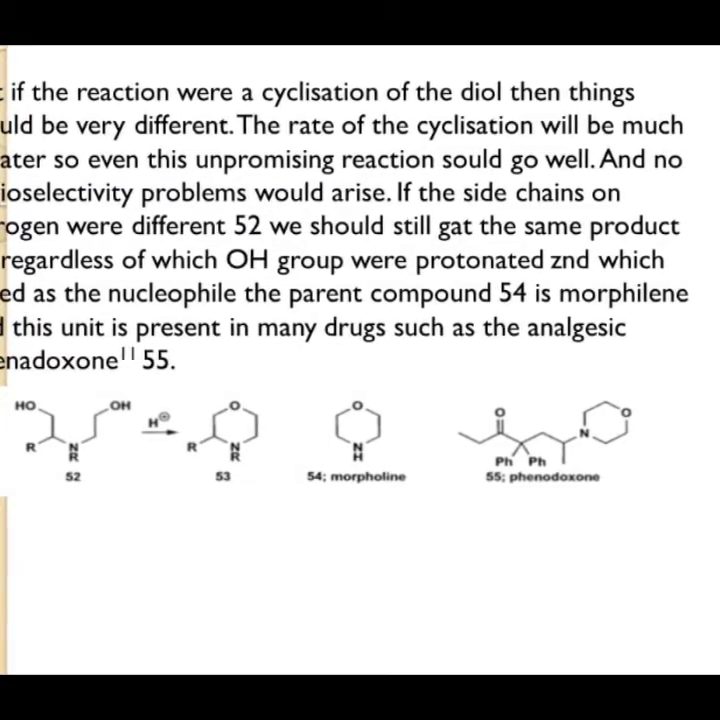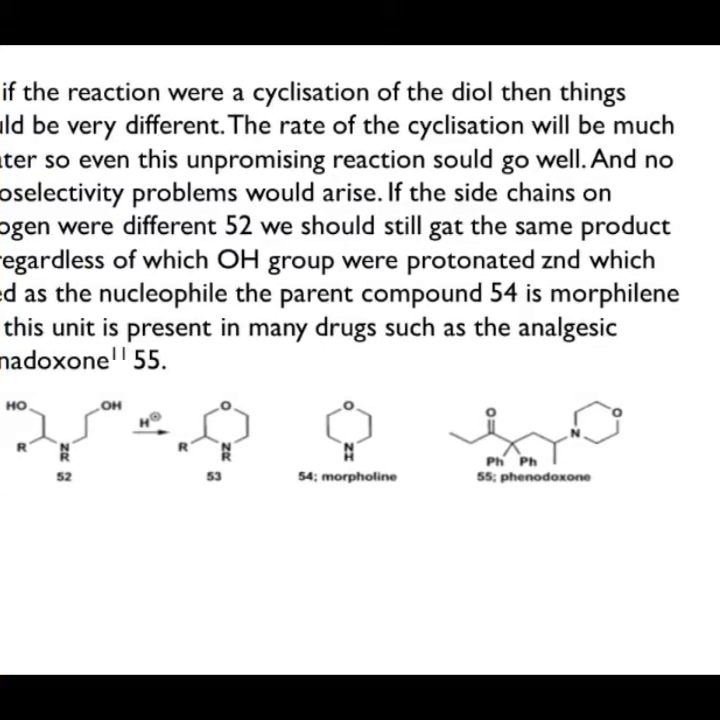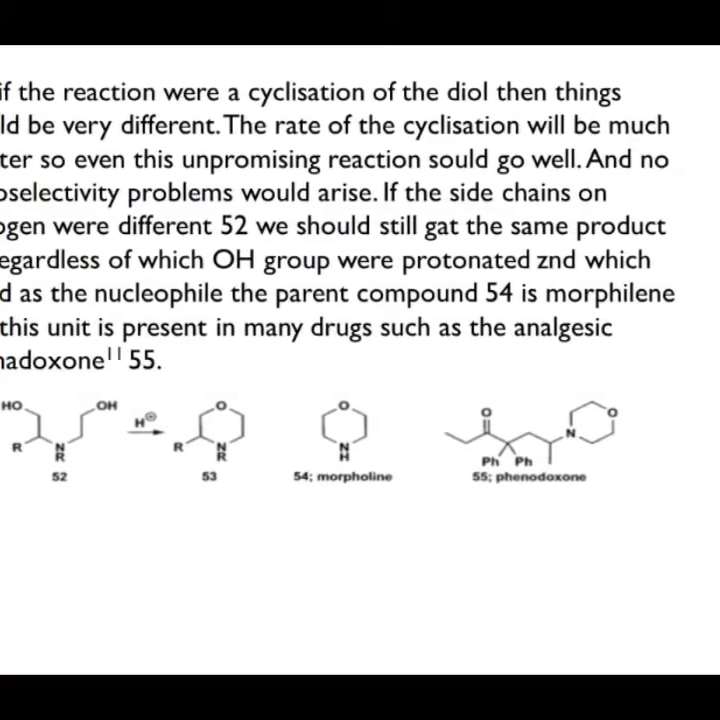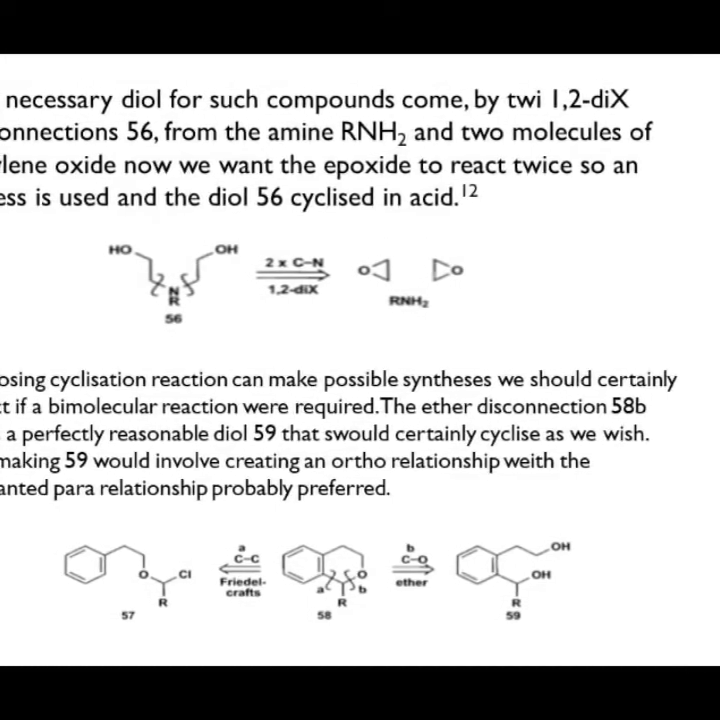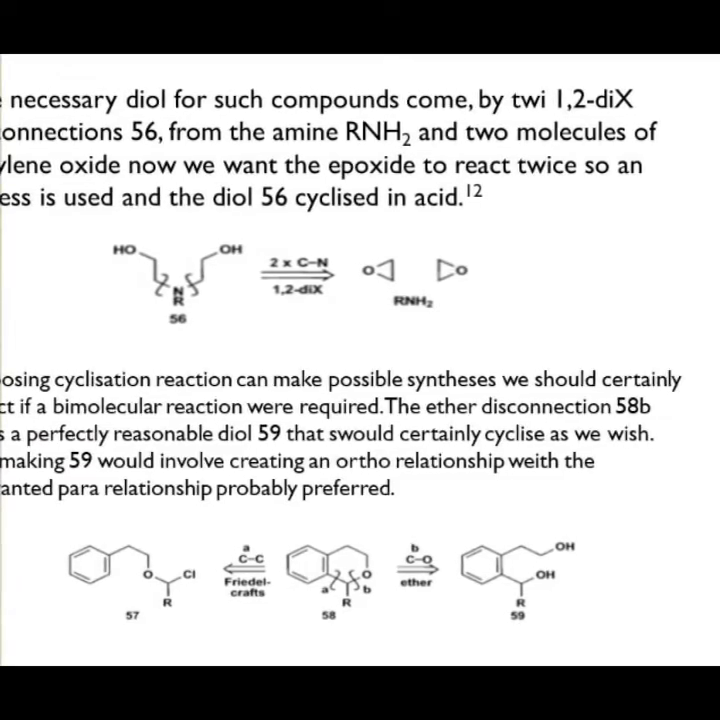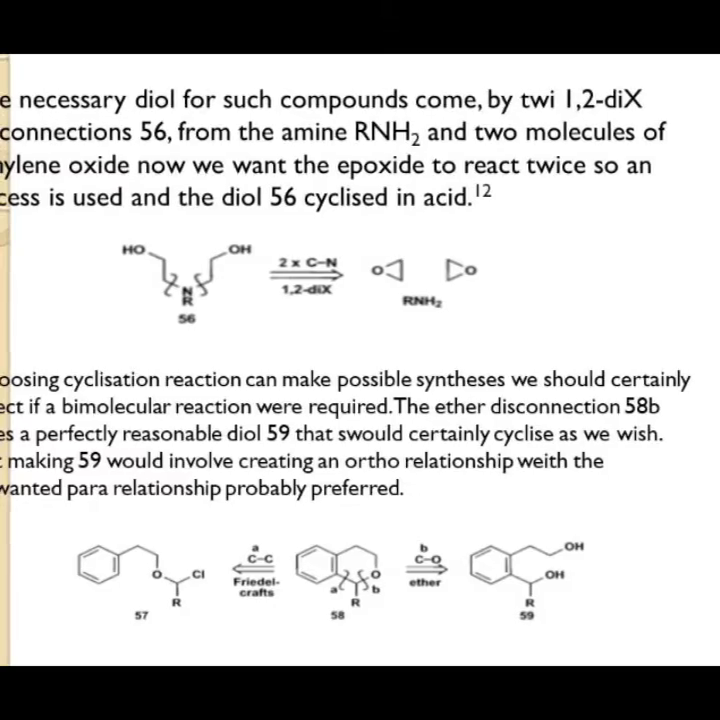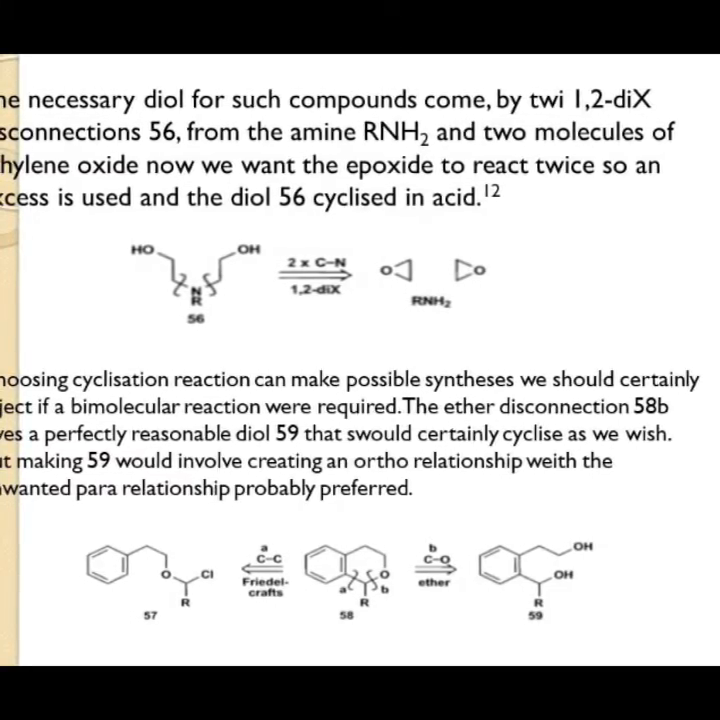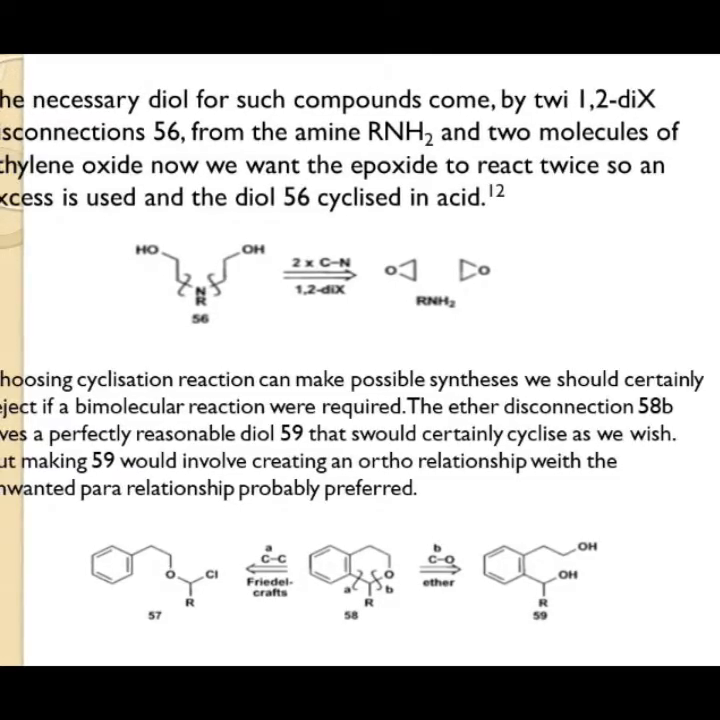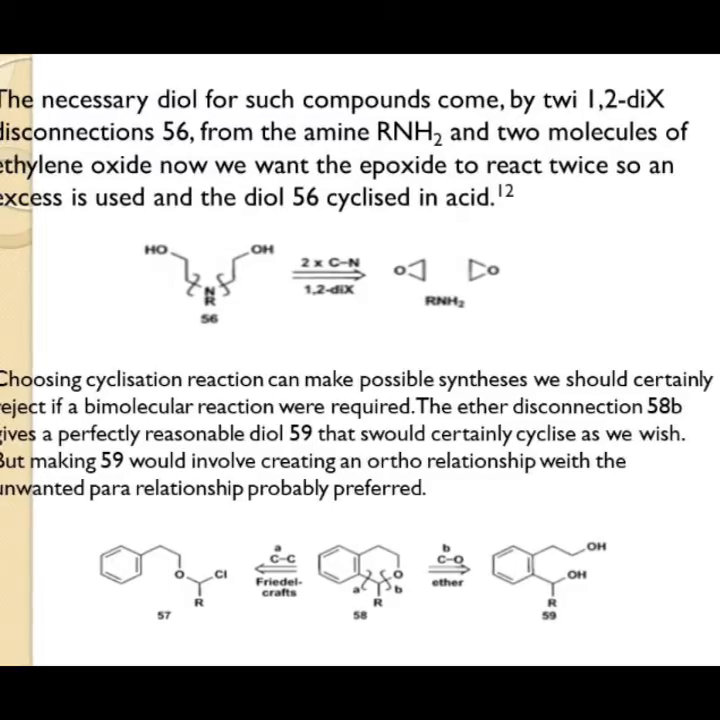The parent compound 54 is morpholine, and this unit is present in many drugs such as the analgesic phenodoxin 55. The necessary diol for such compounds comes by two-group C-N disconnections 56, from the amine RNH2 and two molecules of ethylene oxide. Now we want the epoxide to react twice, so an excess is used and the diol 56 cyclized in acid.